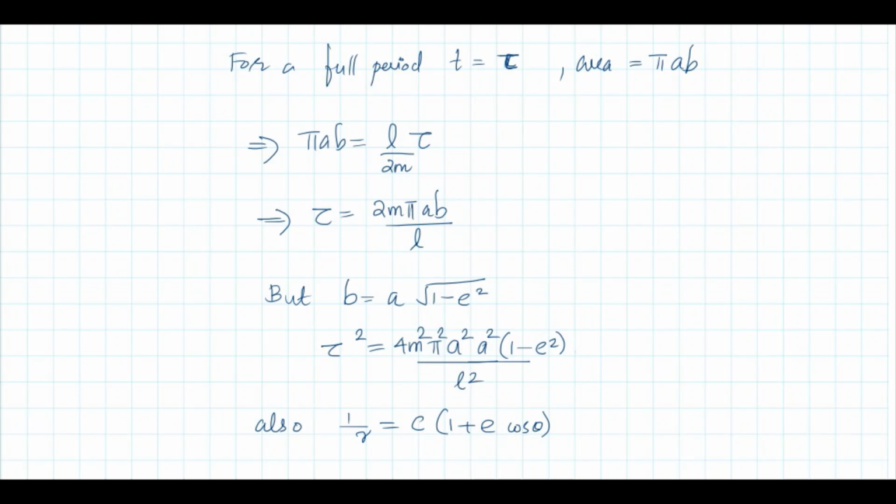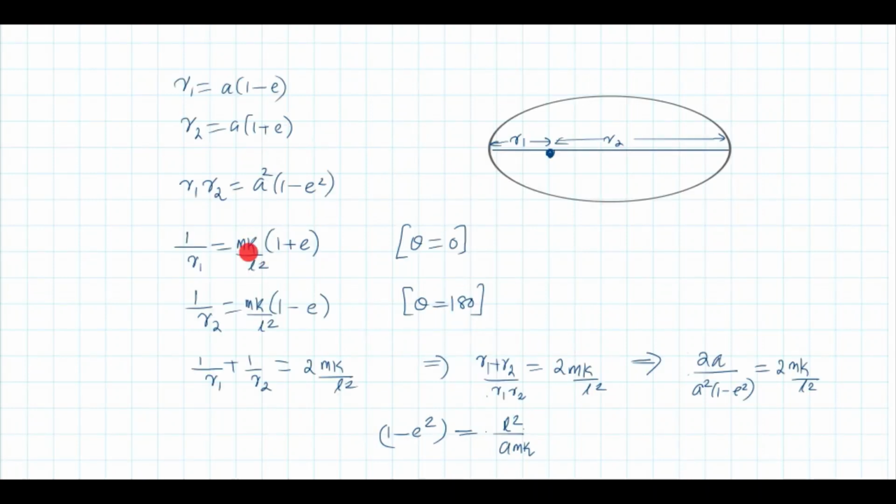Now we have the equation 1 by r is equal to a constant into 1 plus e cos theta, and that constant is actually mk by L square. And for an ellipse, this distance is known as perihelion if this is the sun, and this distance is known as aphelion. These distances are usually known as apsidal distances.